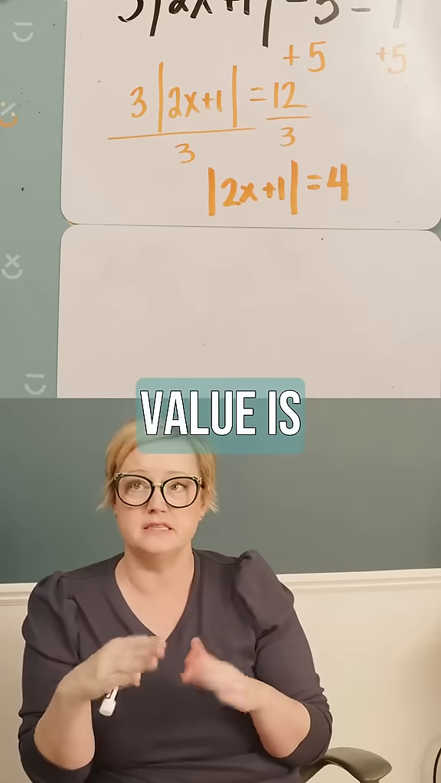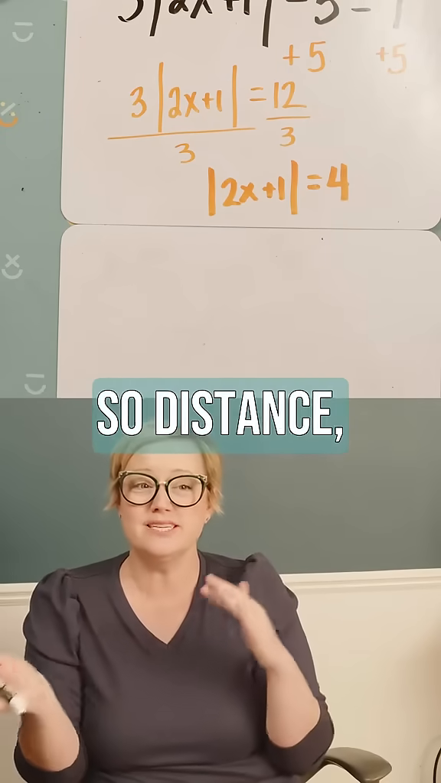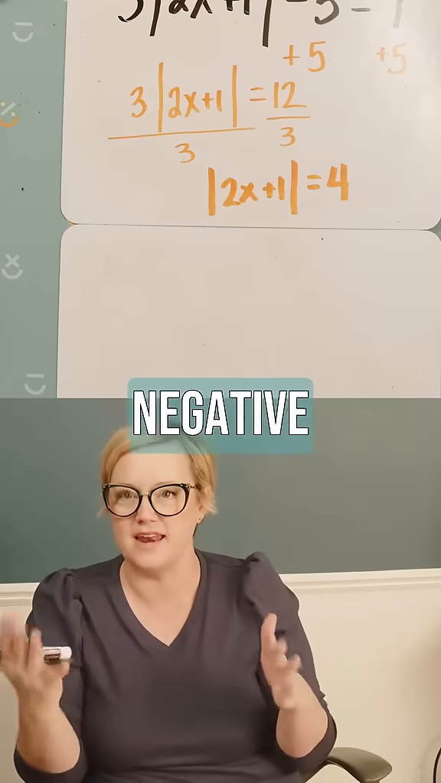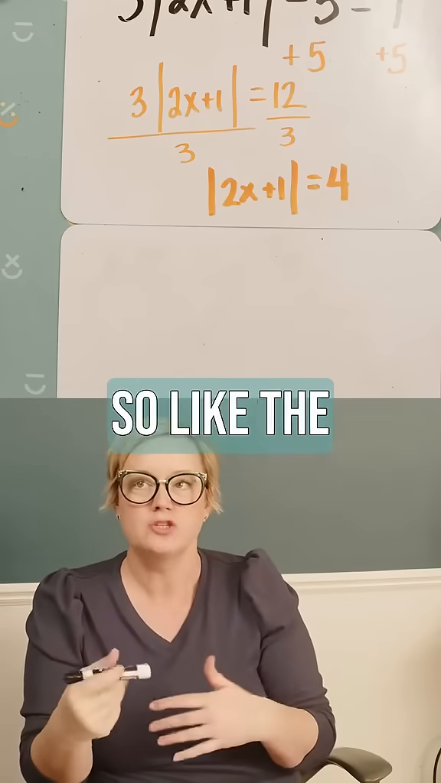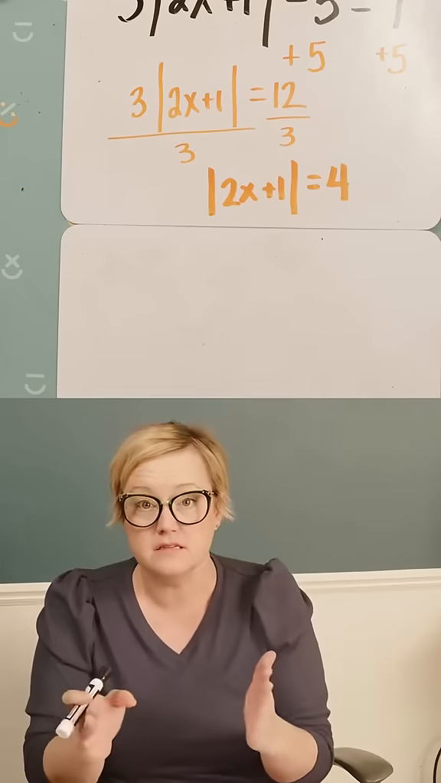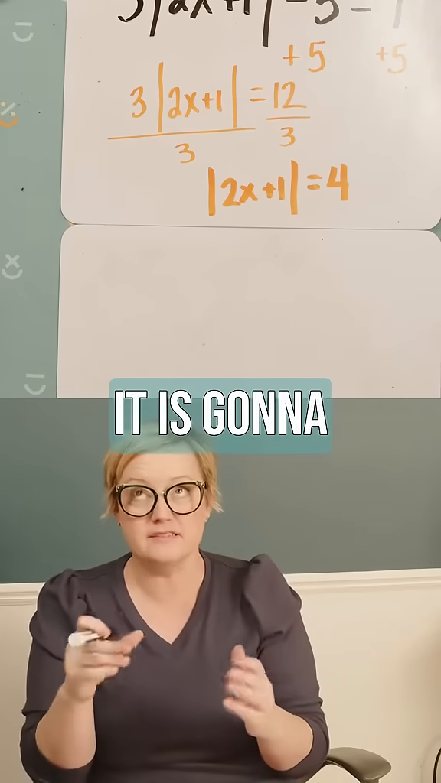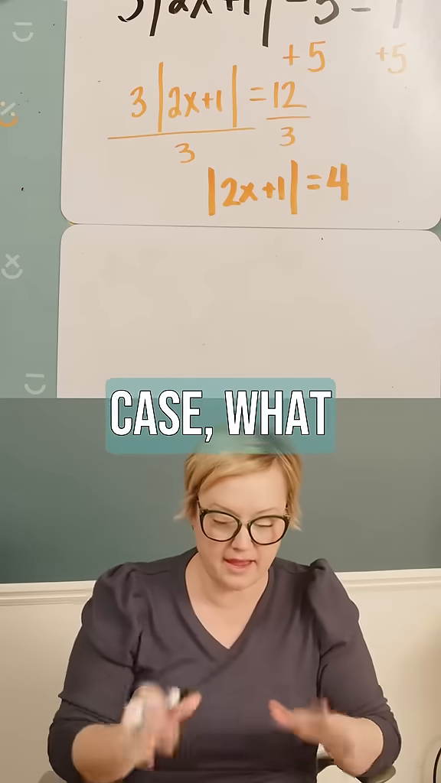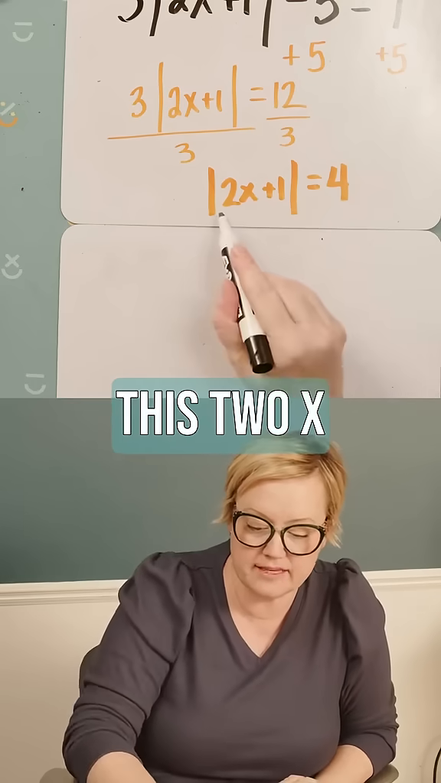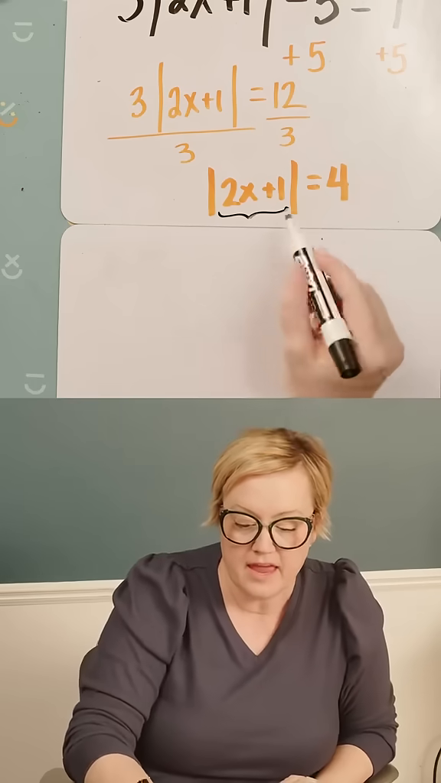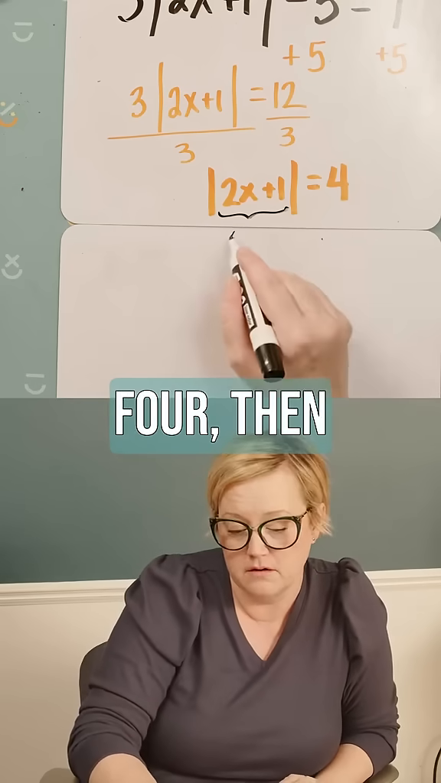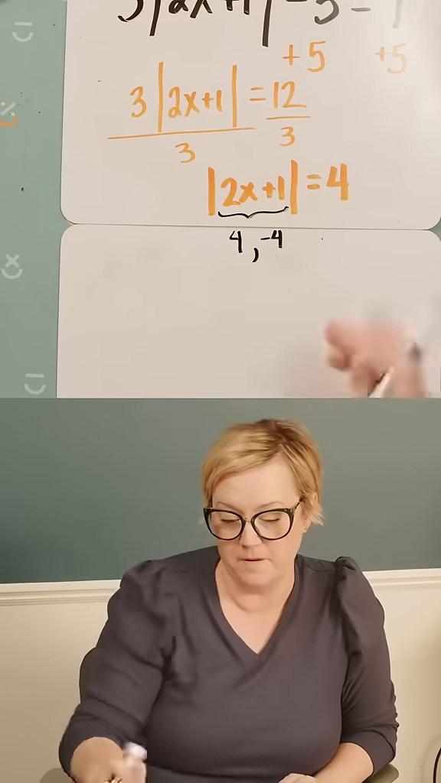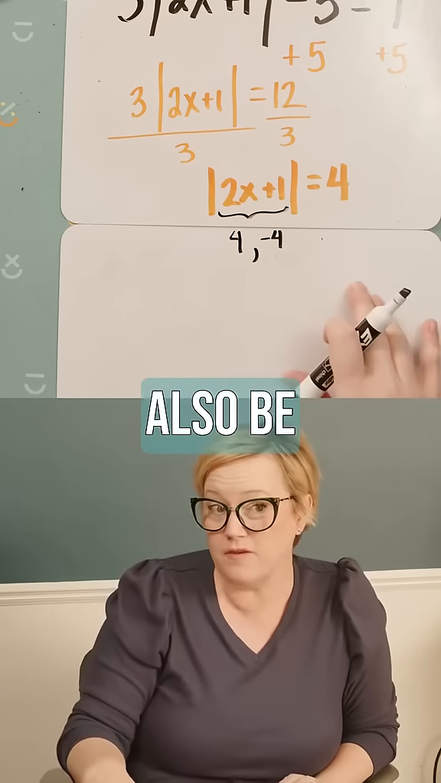Absolute value is distance on a number line. So distance, when you're talking about on a number line, doesn't have a sign. So the absolute value of something is not negative because it's just the distance, right? Like the absolute value of -6 is going to be 6 because it's 6 spots away from the 0, okay? So in this case, if 2x plus 1 equals 4, then the absolute value would be 4, right? If it equals -4, the absolute value would also be 4.